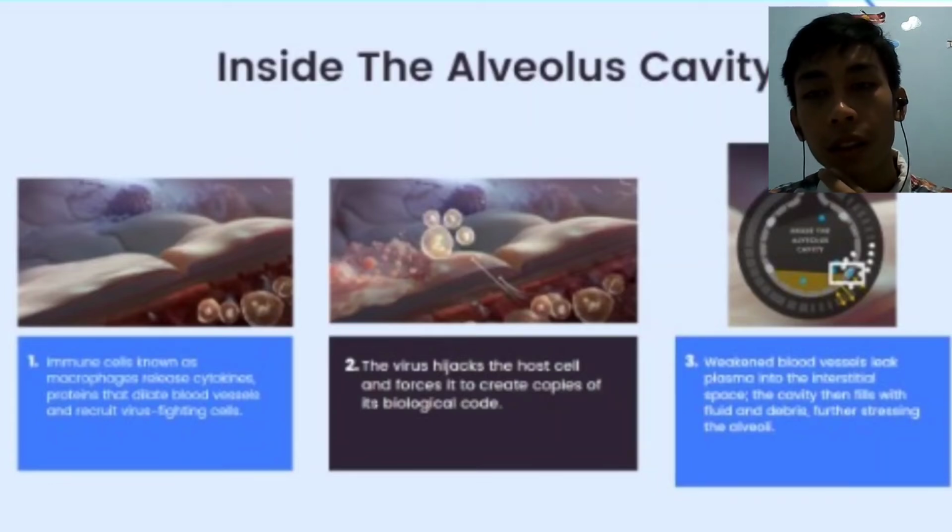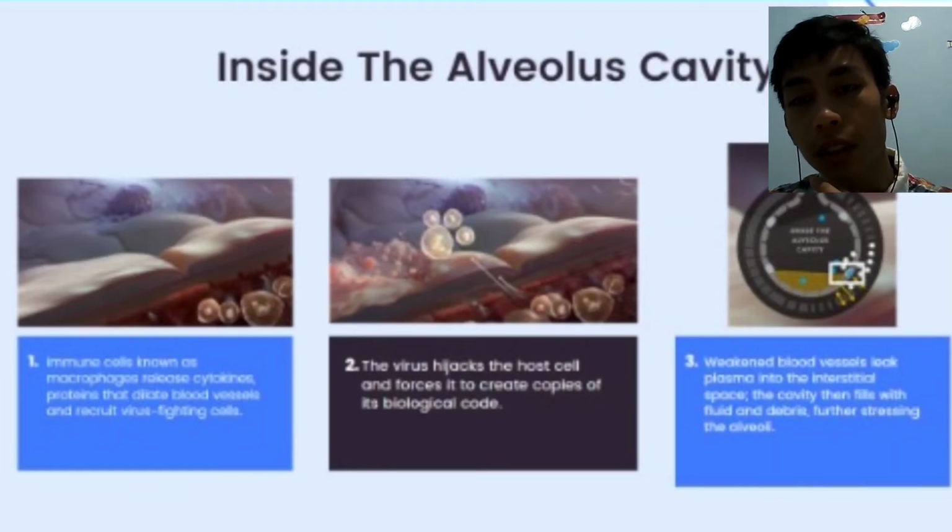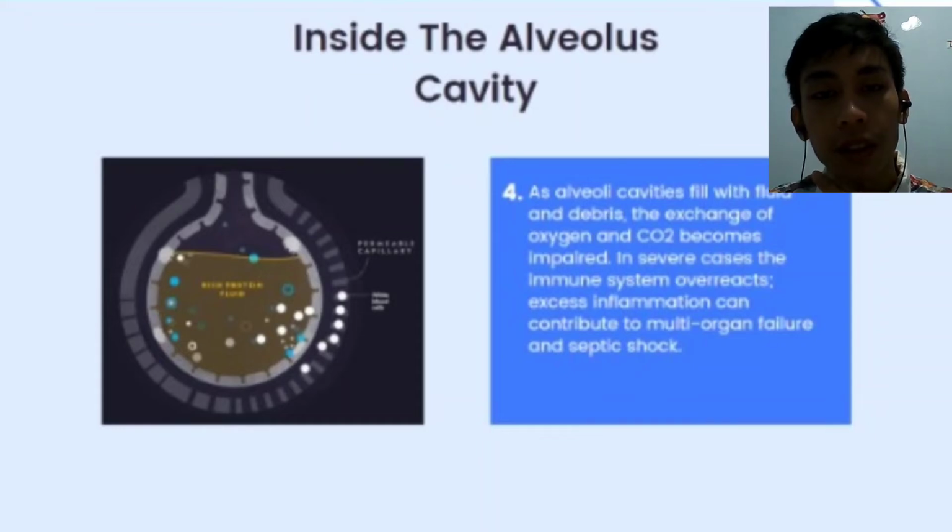And after that, inside the alveolus cavity, the weakened blood vessels leak plasma into the internal space. The cavity fills with fluid and debris, further stretching the alveoli. Now the inside of the alveoli is full. As the alveoli cavities fill with fluid and debris, the exchange of oxygen and CO2 becomes impaired.